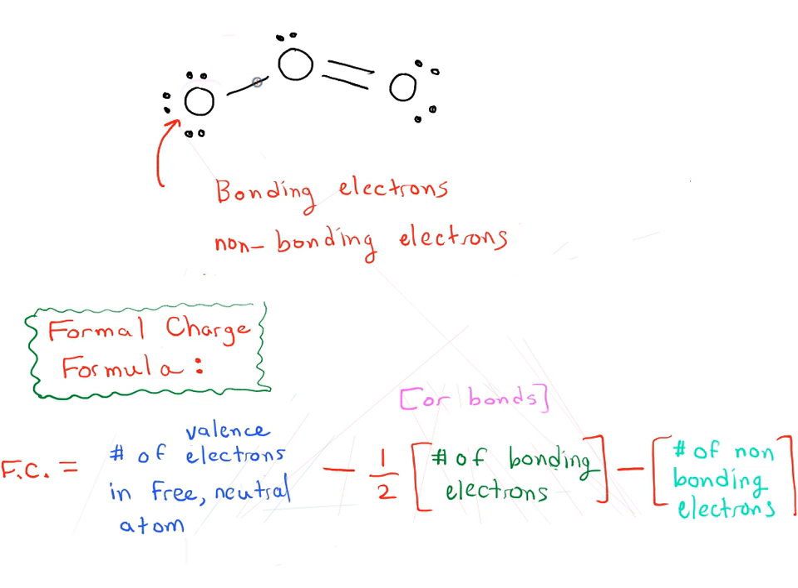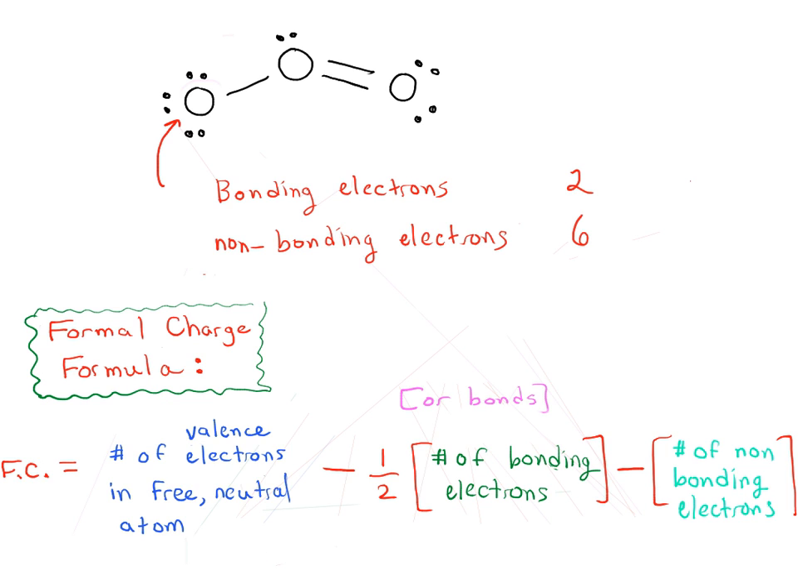Okay, so how many bonding electrons does this oxygen have? Well, it's bonded to this oxygen. So that means that there's a total of 2 bonding electrons, okay? And how many non-bonding electrons do we have? Well, we've got 2, 4, 6. So 3 lone pairs, so a total of 6 non-bonding electrons.